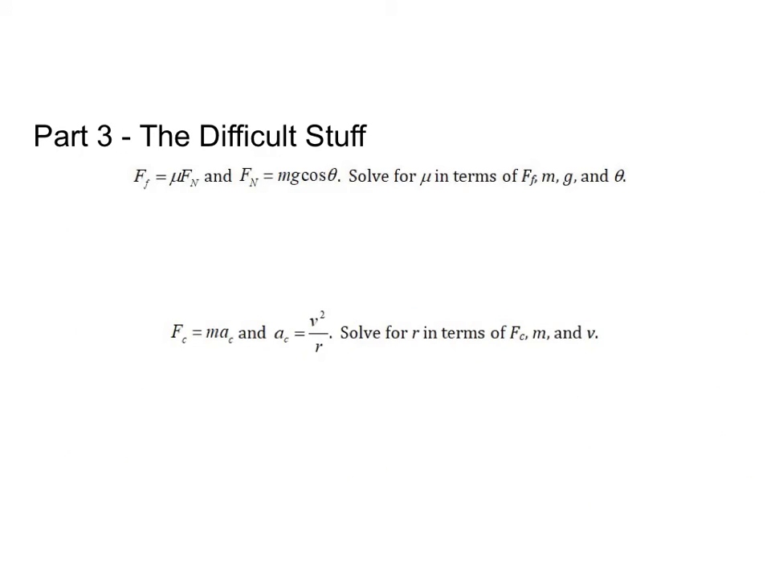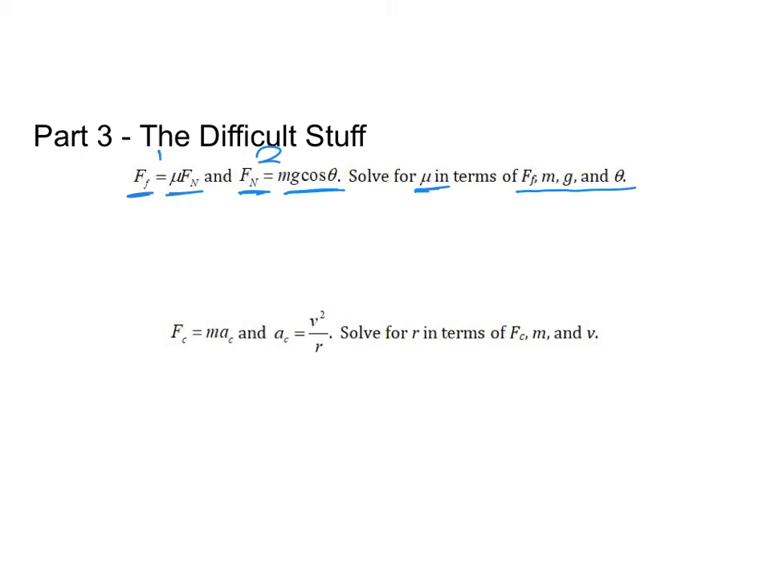All right, here's a little bit more of the difficult stuff, and the difficult stuff isn't actually really difficult necessarily. But here's the concept. If I have two different ways of solving for something, so here the frictional force is equal to the coefficient of friction times the normal force, and the normal force is equal to this, mg cosine theta. I can solve for something, in this case mu, in terms of these variables. So what does that mean? It means I can take, here's my equation 1, here's my equation 2.